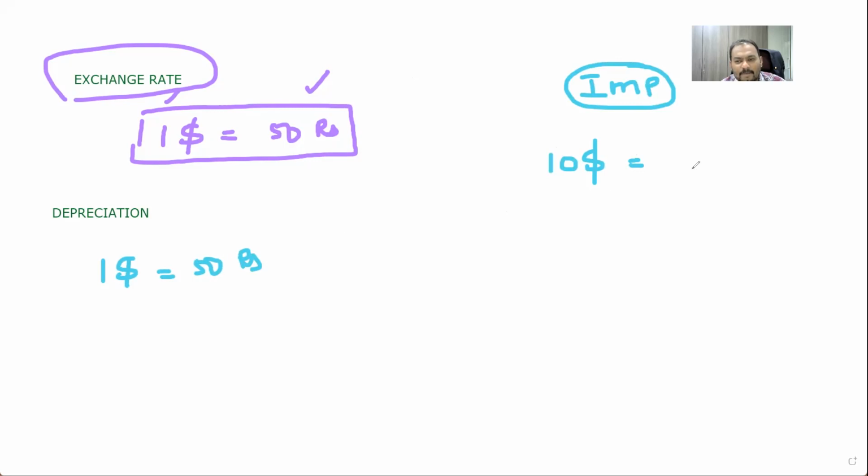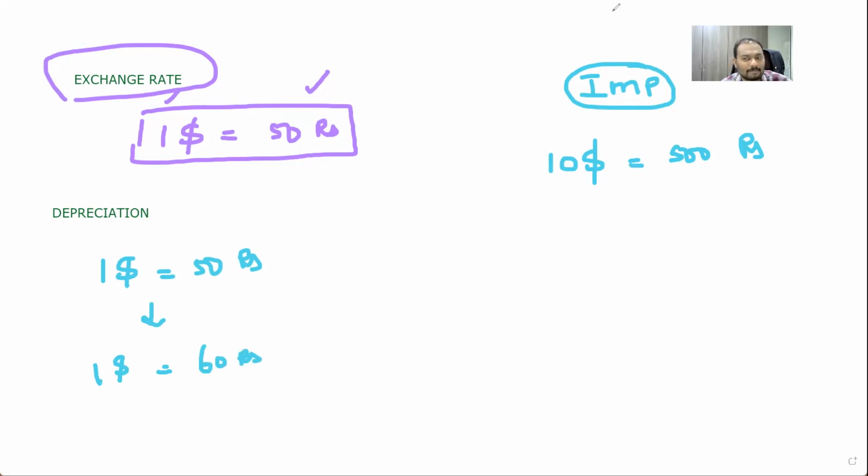How much should you pay for a $10 worth of goods imported? 500 rupees. Are you all with me? If you're importing a good worth $10, you should be paying 500 Indian rupees. You know what is depreciation? Decrease in the value of our currency. Look at this. For example, $1 is equivalent to 60 Indian rupees is depreciation.